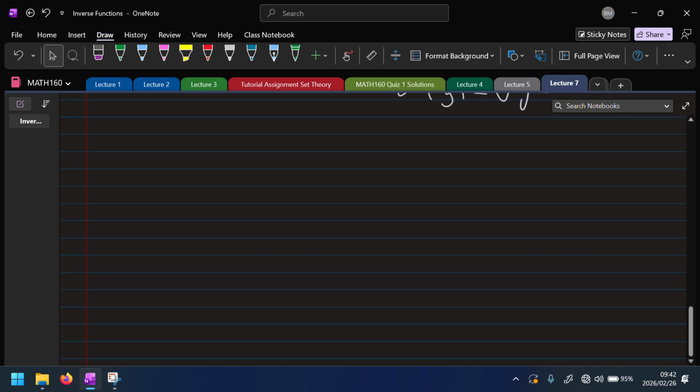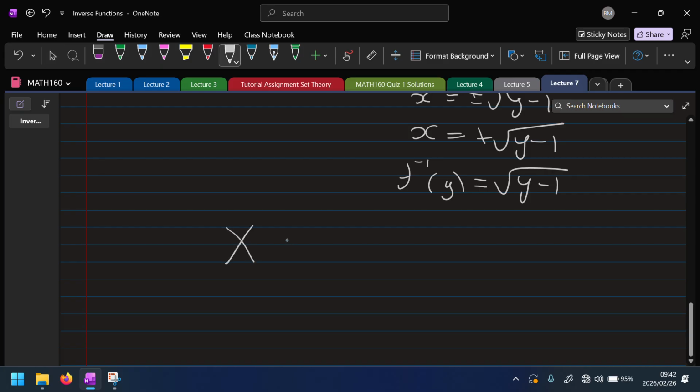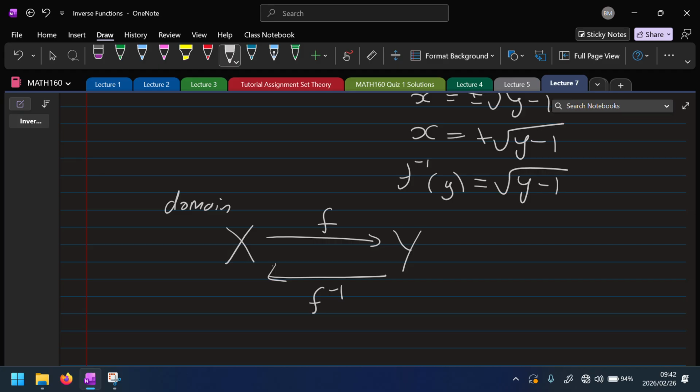Okay, so let's write this out nicely. So we have x going to y via f. We go back via f inverse. Okay, so on the top, I'm going to put the labels for f. So x is the domain. And then y, that will be the codomain. But now, this over here, we calculated as the range. So f has to be surjective for this to be the domain for f inverse.